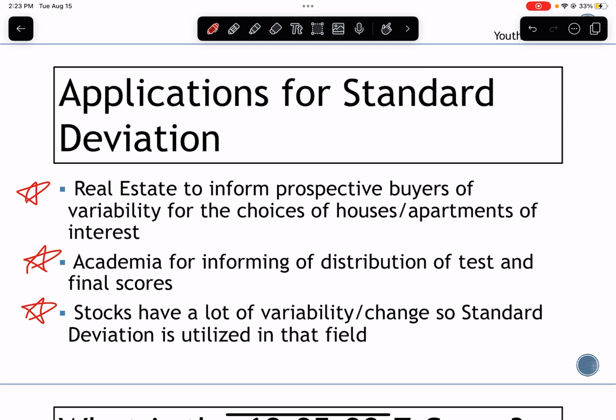In another example, academia, if the teacher wants to understand the distribution of test and final scores, then he would use standard deviation to see what is the distribution, what is the range in which students are performing on a test. And another final example is stocks. Stocks have a lot of variability and change, so standard deviation is useful when you try to find the mean and the change in the mean.